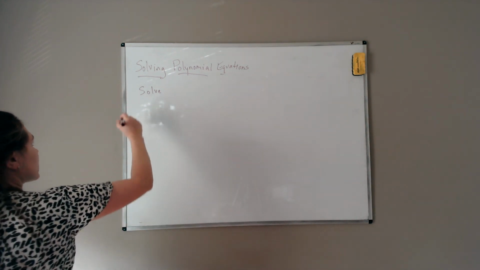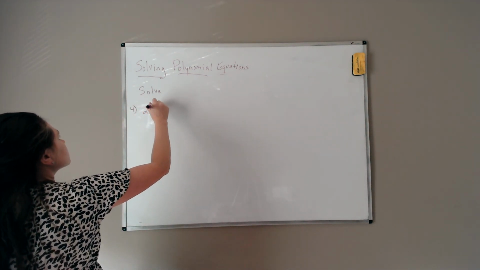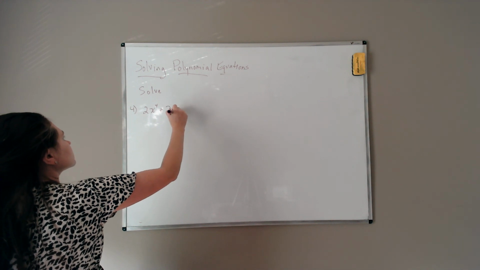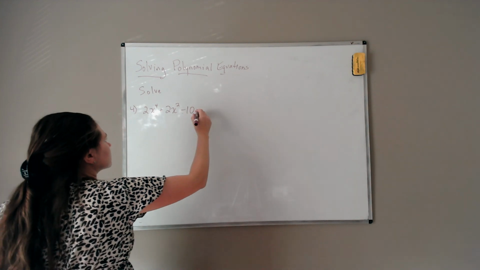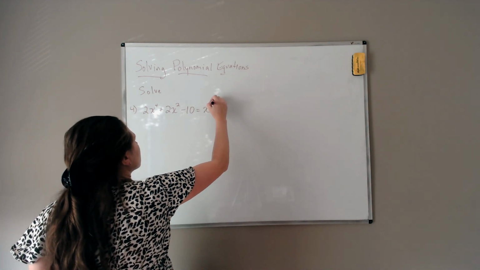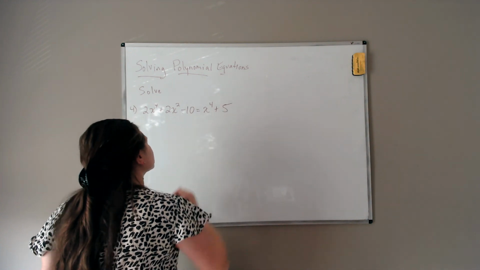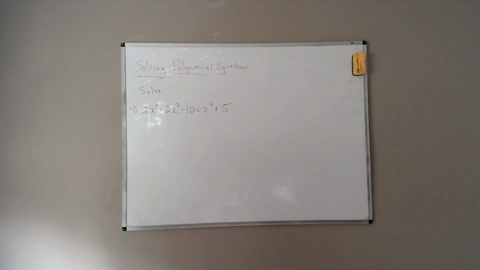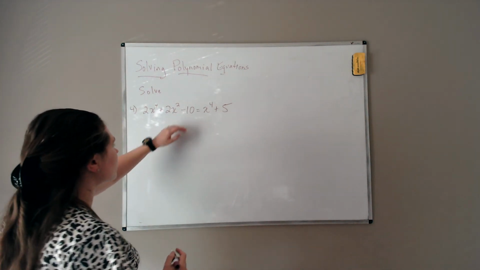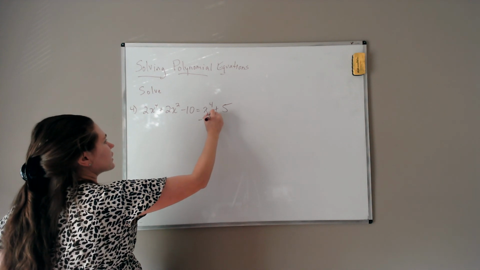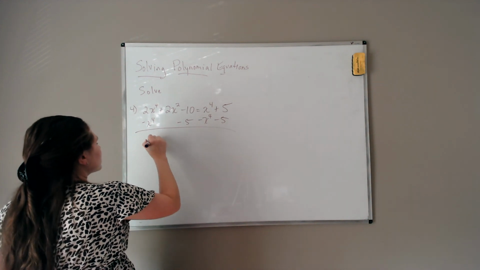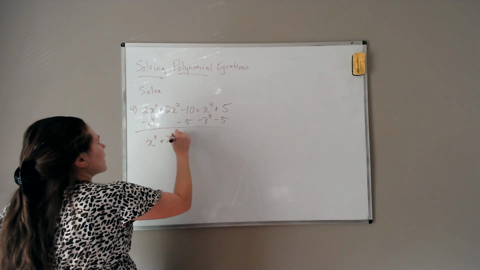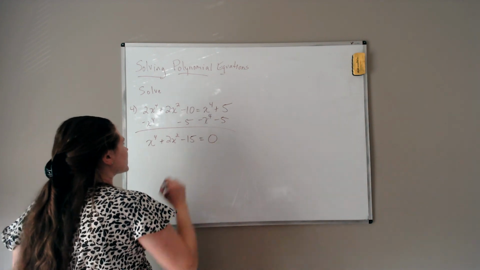Next one, that was number 3, now number 4. Okay, 2x to the 4th plus 2x squared minus 10 equals x to the 4th plus 5. So, first off, you want to see it in standard form. So I'm going to take away x to the 4th from both sides. I'm going to take away 5 from both sides, so that one side is set equal to 0. That gives me x to the 4th plus 2x squared minus 15 equals 0.